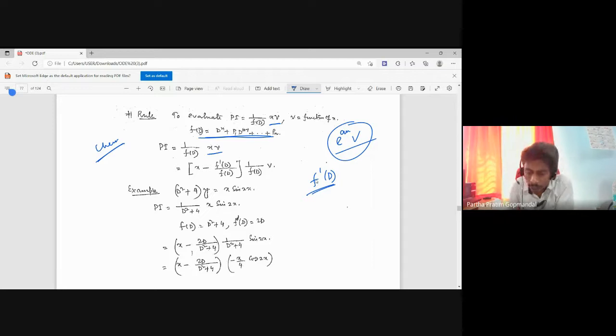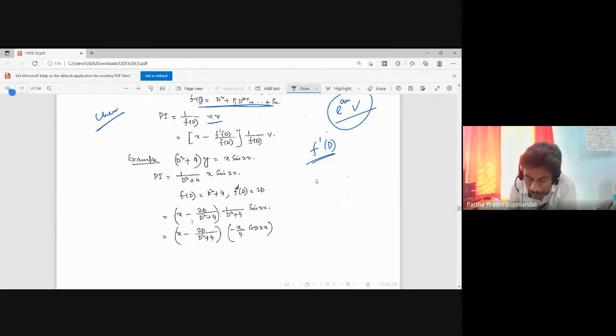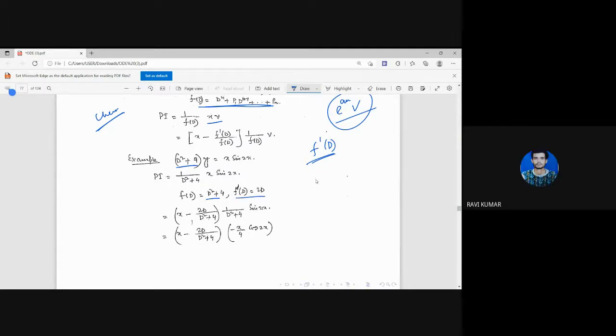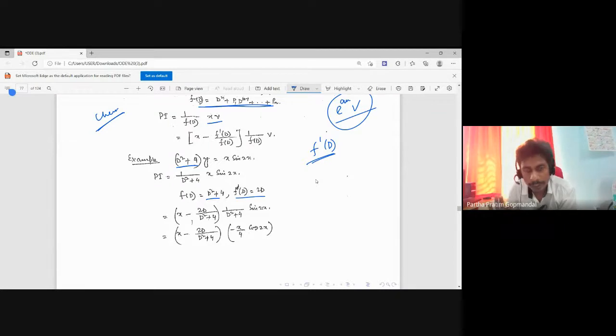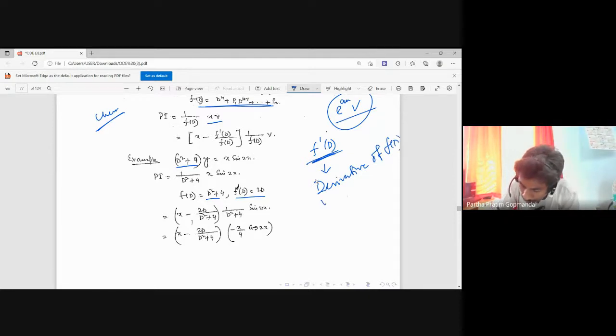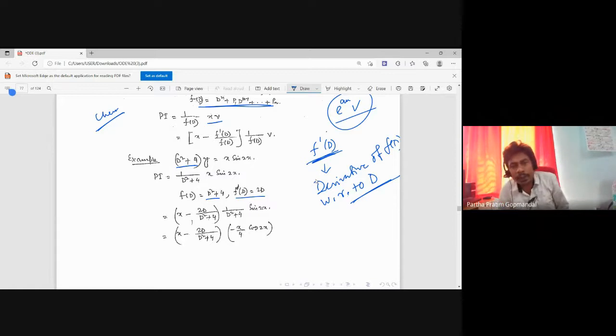What will be f dash D then? For this example, let's see. f(D) is D square plus 4. So f dash D will be as if you are differentiating it again with respect to D. So it will be 2D. It is actually a function of some differential operator that you are differentiating with respect to D itself. Here f dash D means derivative of f(D) with respect to D, not with respect to x. Okay, with respect to D.